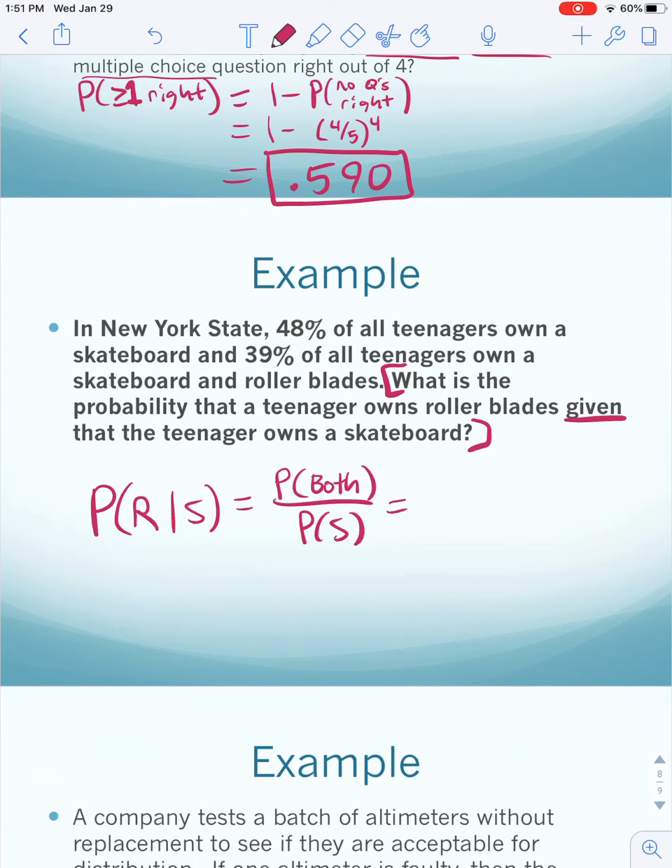So now let's actually read the facts. 48% of all teenagers own a skateboard. So the skateboard number is going to go on the bottom, according to our formula. 48% on the bottom. 39% own a skateboard and rollerblades. That means both. So 39% goes on the top. Divide it out. We get 0.8125, which I'm going to call 0.813. And that's it.